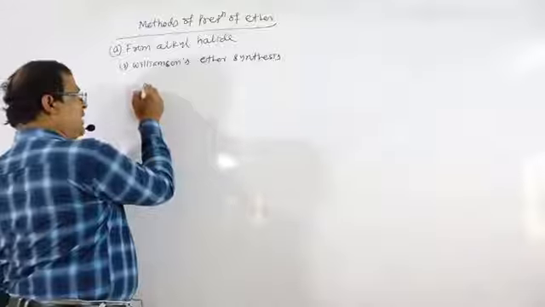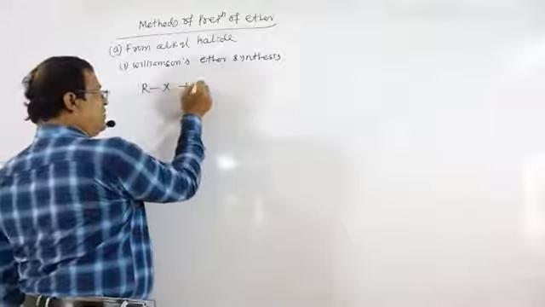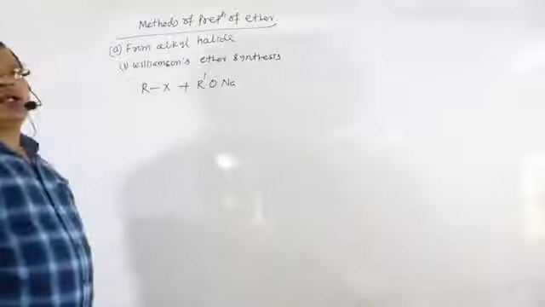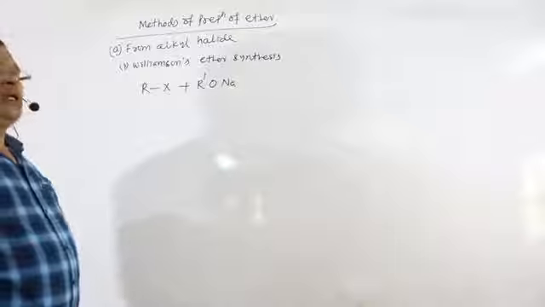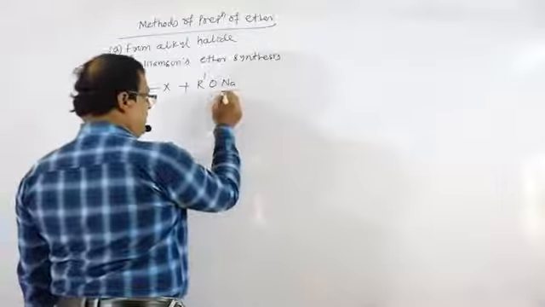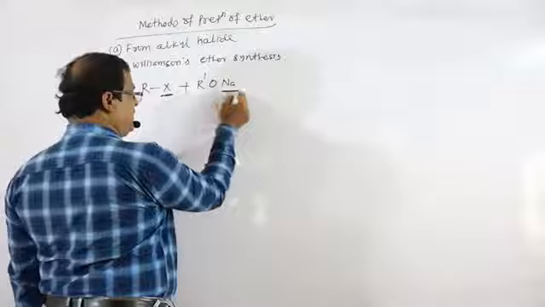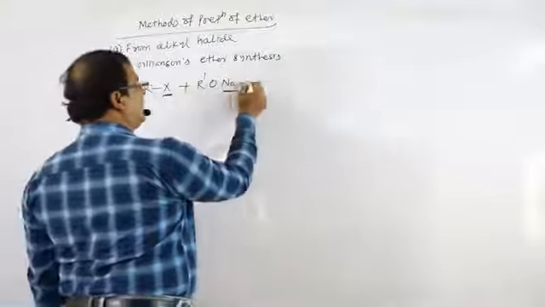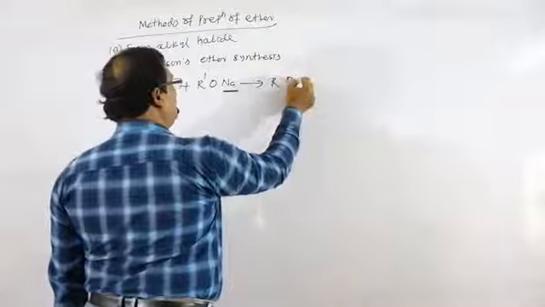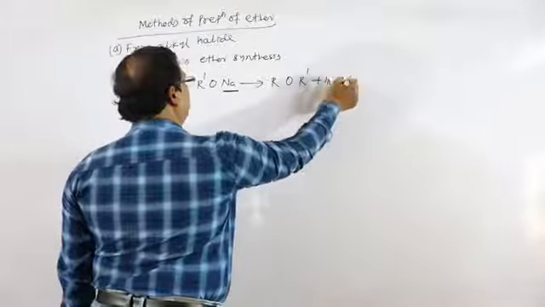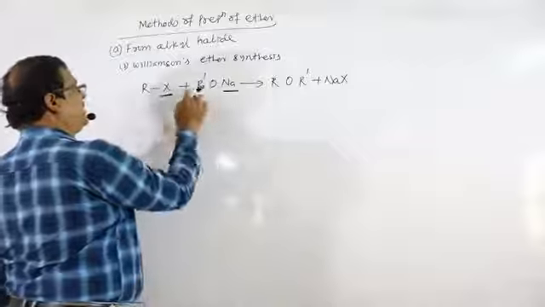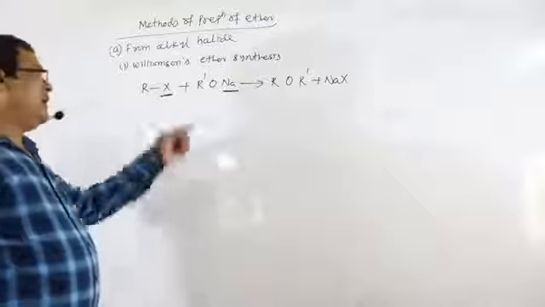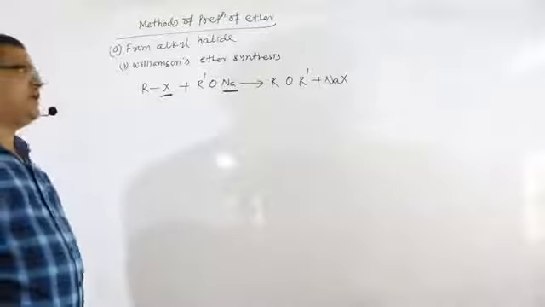Williamson's ether synthesis is the reaction of alkyl halides with sodium alkoxide. Alkyl halide RX, sodium alkoxide R'ONa. The Na part and the X part are removed in the form of NaX. So there is the formation of ROR' plus NaX. ROR' is the formula for the ether, and NaX is the sodium halide.